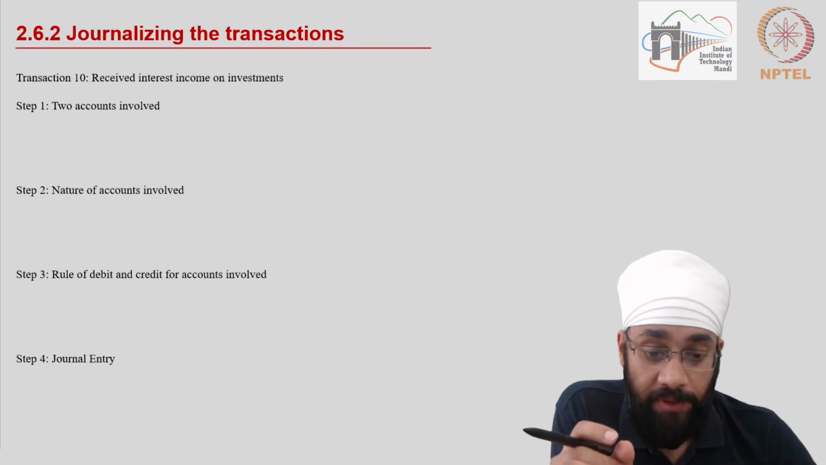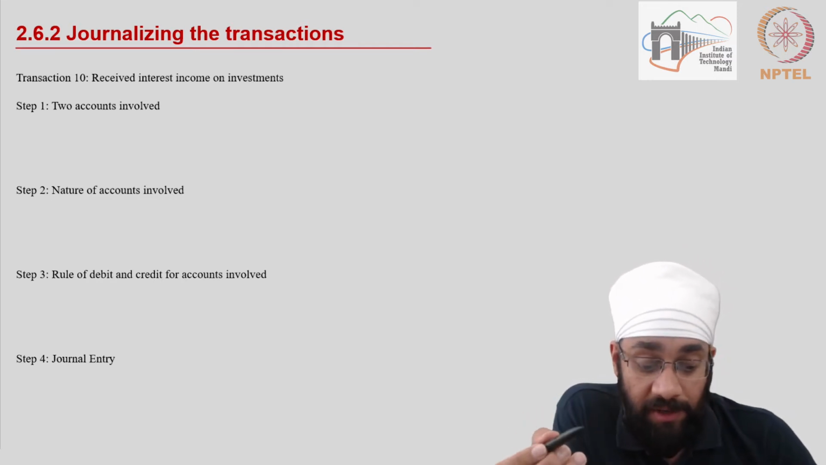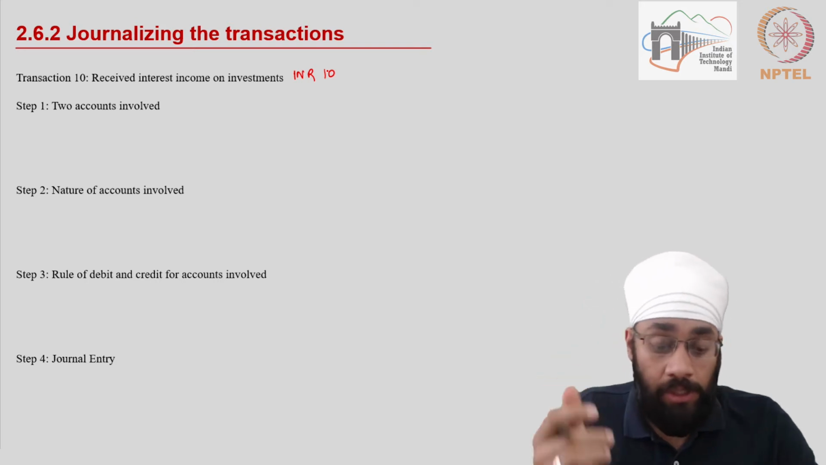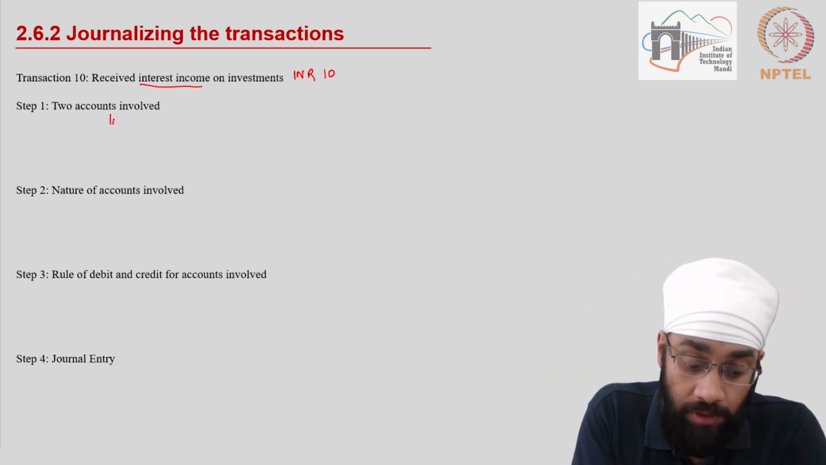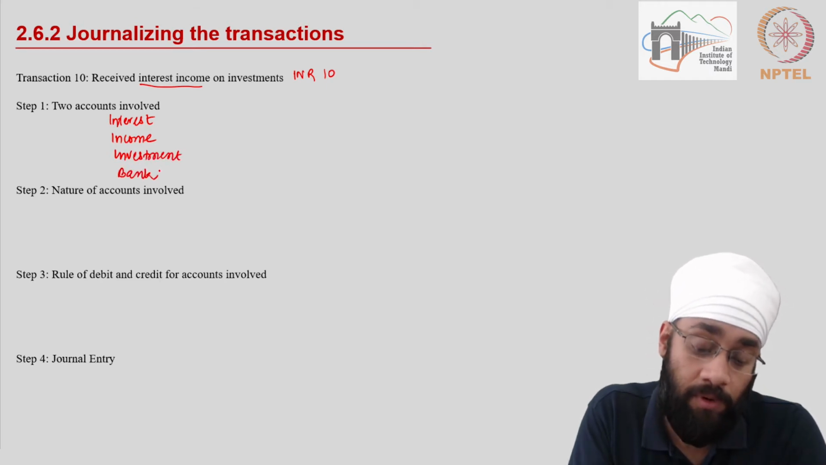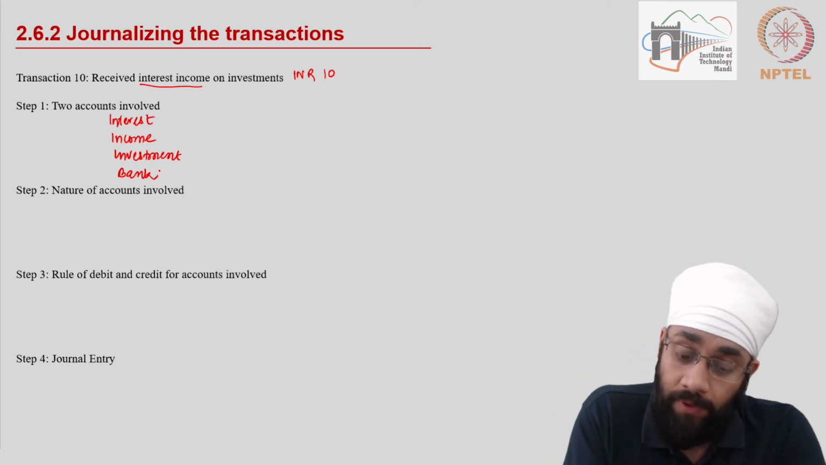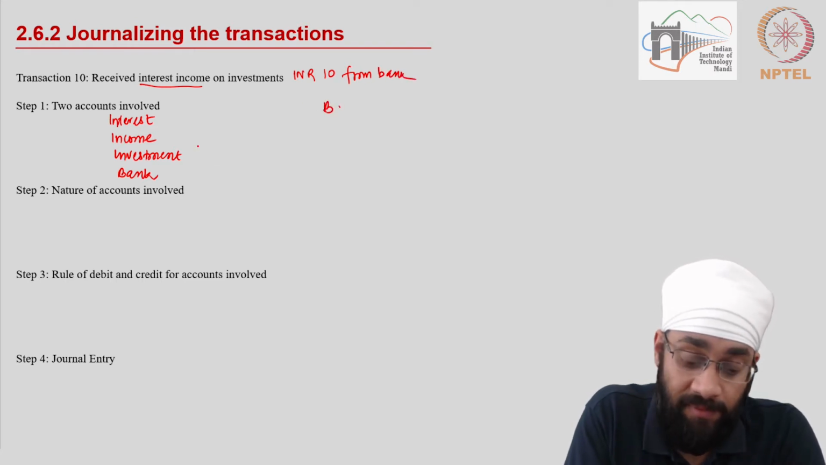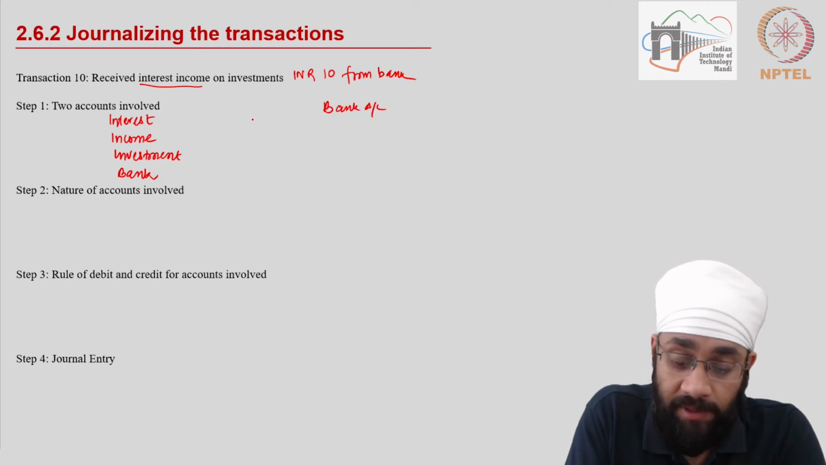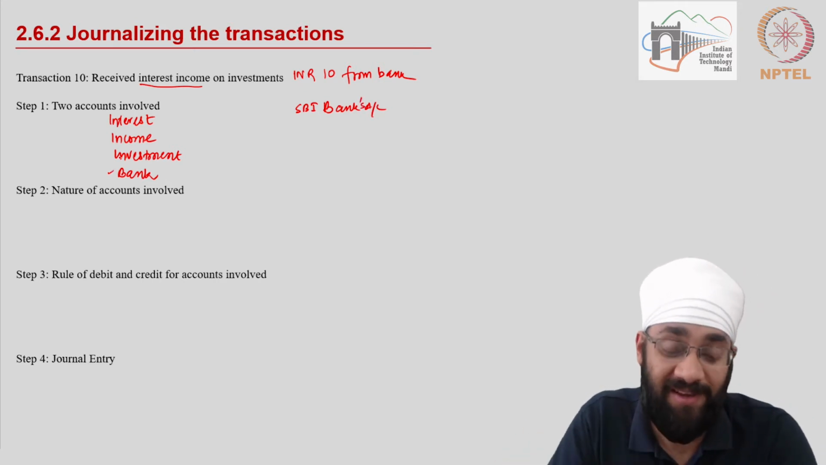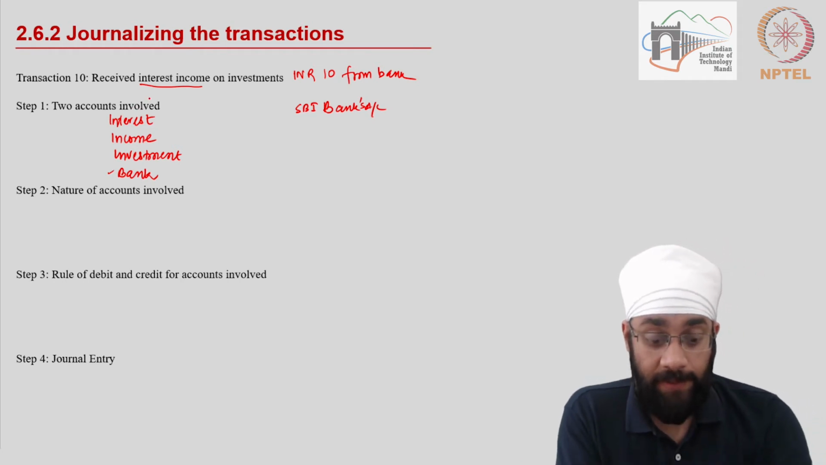Let's go to transaction number 10. Received interest income on investment and the amount is missing. Let me say INR 10. So you're receiving interest income. First of all, there is interest. The other account is income, and there is investment, and this money would come into our bank account. We agreed on all transactions through bank. Okay, and then you could say this is being received from bank. So there should be a bank account as well. This is actually SBI Bank's account, and this is your bank account in the bank, SBI, possibly.